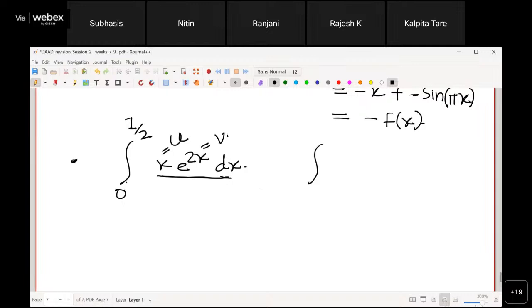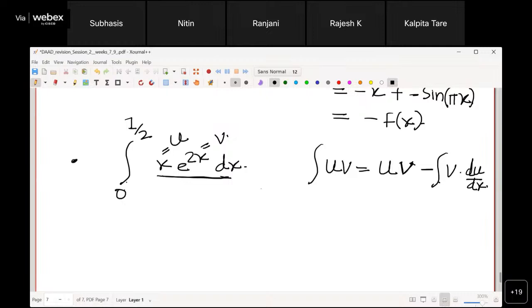So the formula for that is u v minus the integral of v du by dx, sorry, v du. Do you think this formula is correct? I think so, but I'm not sure. I think it's correct.